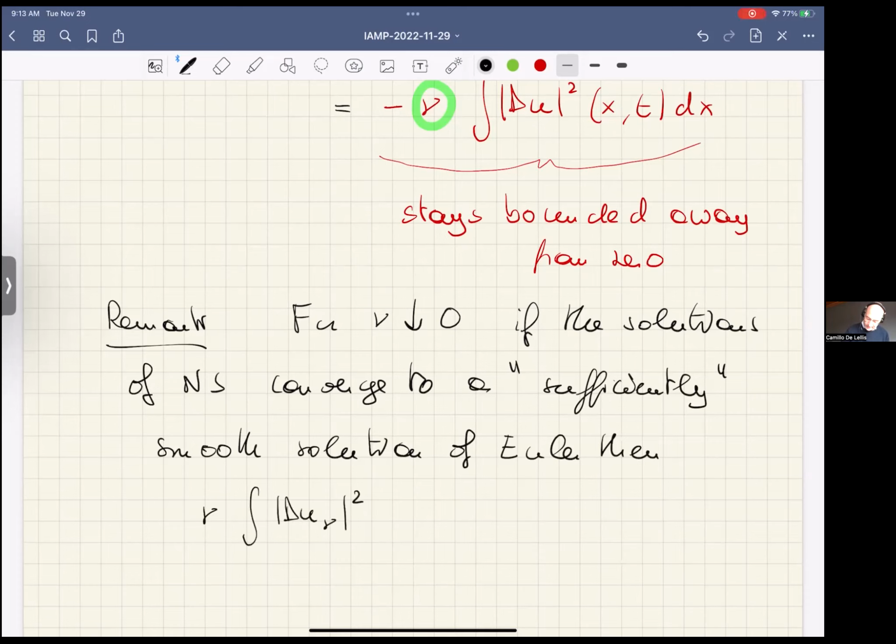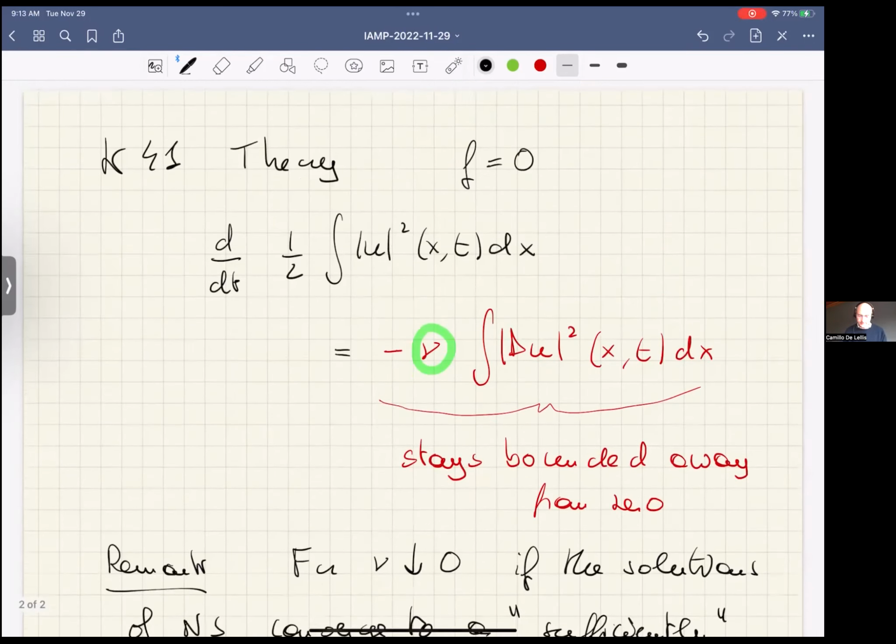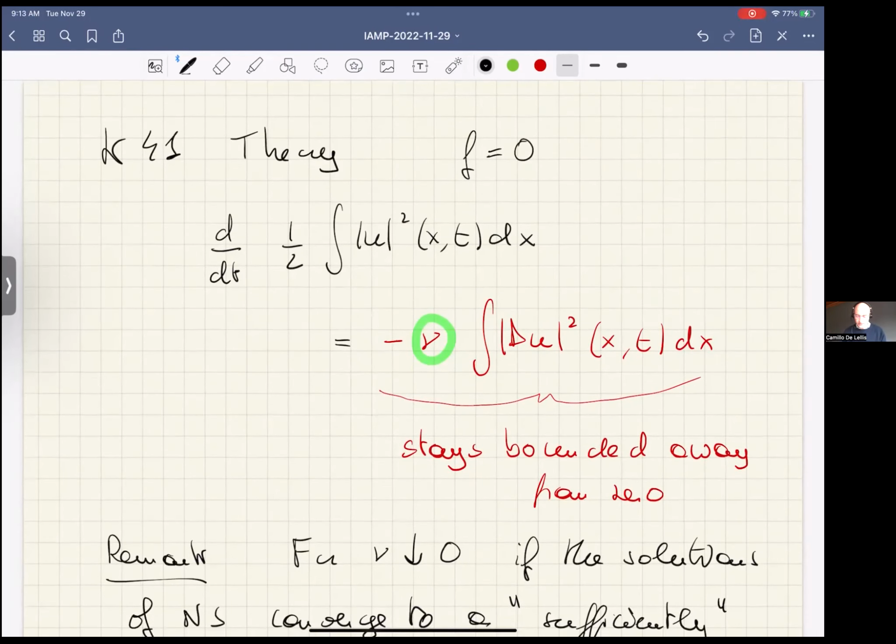Okay, so let me just put a small index over here just to say that I'm solving the Navier-Stokes equation with this nu, which is variable and which is going to 0. Then for every nu, I find a different solution. And so this thing actually is going to 0 as nu goes to 0. Okay, so the fact that this K41 theory postulates this thing is usually called anomalous dissipation.